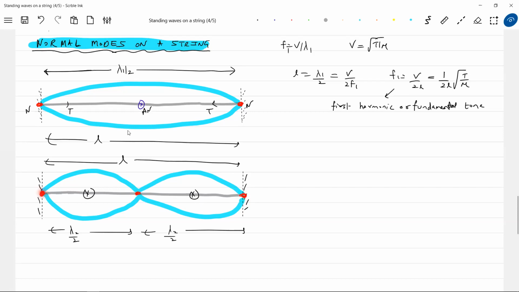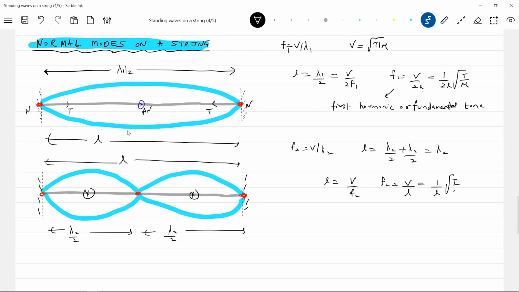This is also a point on a string which is connected to the wall. This will become a node. So I do get two loops here. What is the length of the first? It will be f2 equal to v by lambda 2. The length of the rope is lambda 2 by 2, which is lambda 2. So further, f2 equals v by lambda 2, or f2 equals v by L, or 1 by L under root of T by mu.